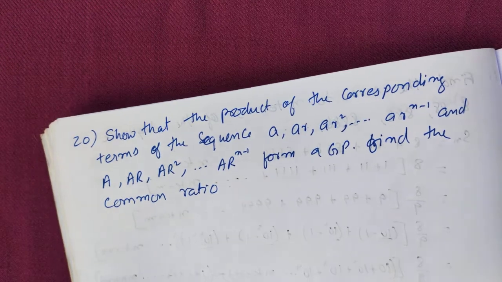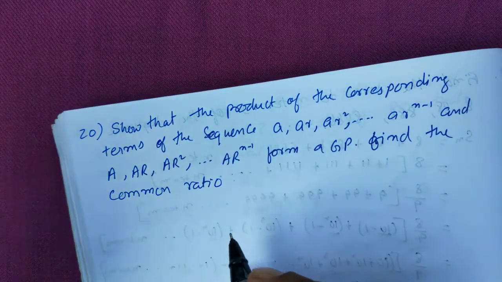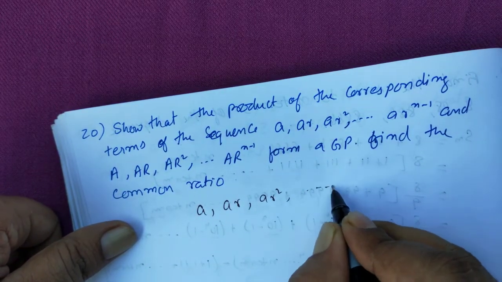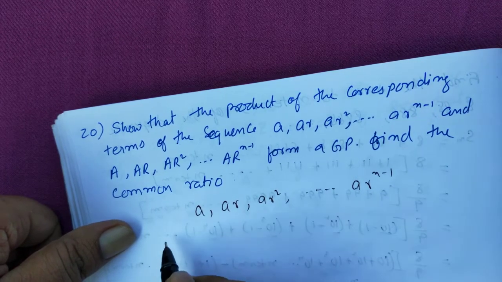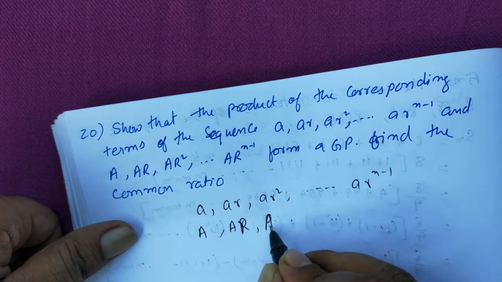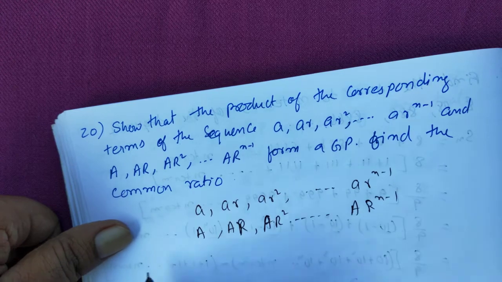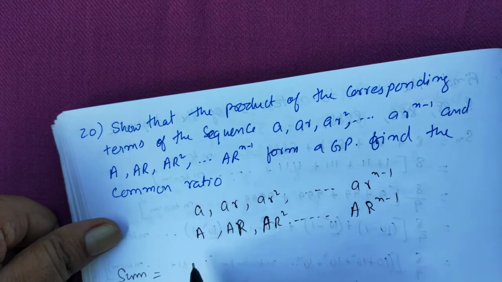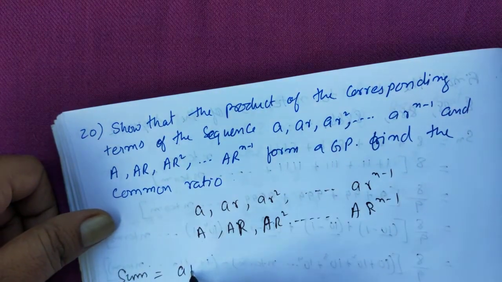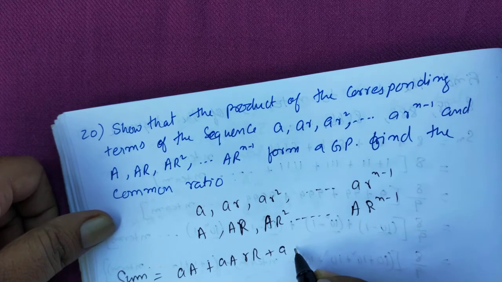So question number 20 is also similar. You have to find the product. First series is A, AR, AR square, dot dot dot, AR^(n minus 1). Second series is A, AR, AR square, dot dot dot, AR^(n minus 1). So find the product, sum of the product, okay? This will be these two, A into A plus AR into AR plus A.